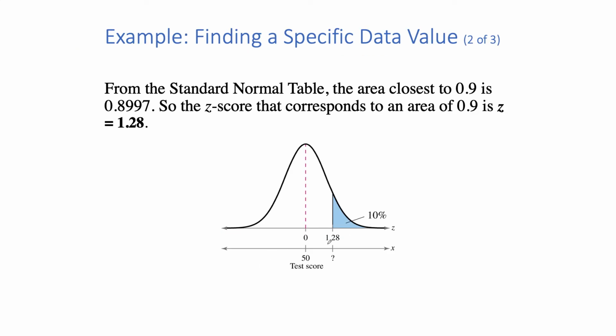From the standard normal table, I look through the body of the table, and the area which is closest to 0.9 I find is 0.8997. So I use the z-score which is attached to this number because it's close enough, a good enough approximation, and so the z-score that I use is 1.28. So first I found the area to its left, then I found the z-score. Once I have the z-score, finding x is straightforward.